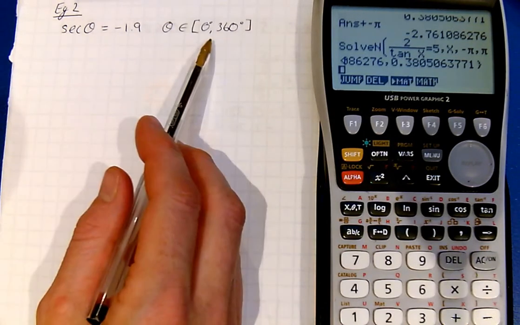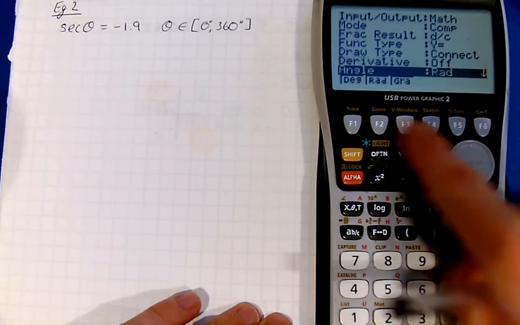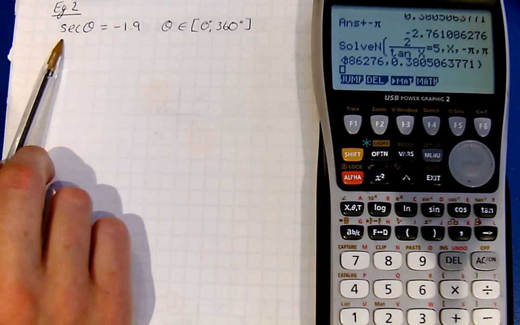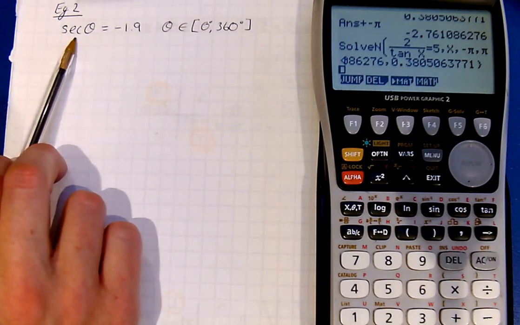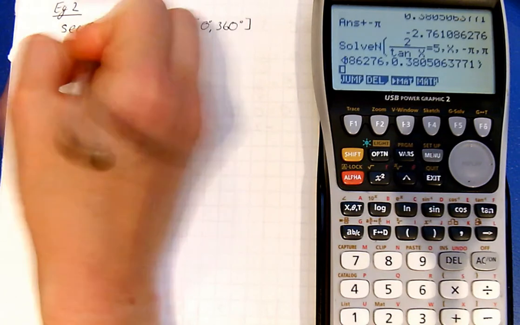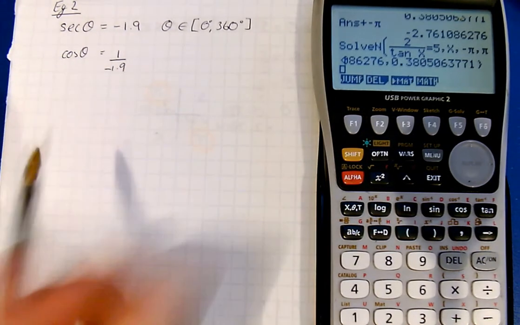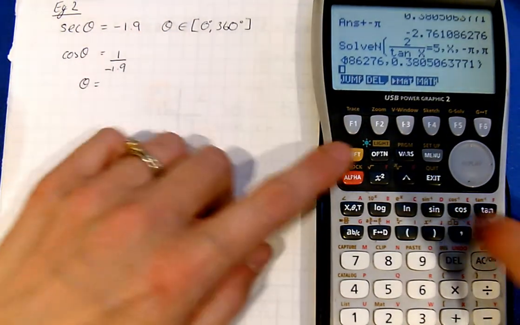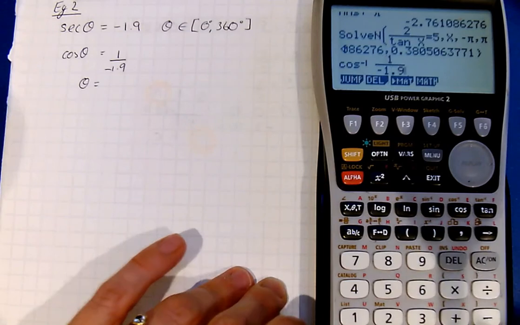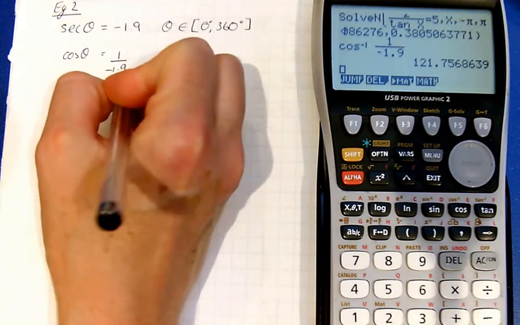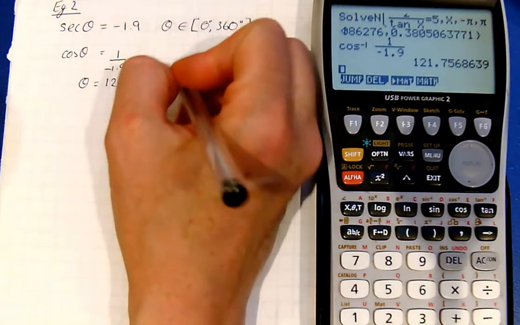For the second example, we're now working in degrees, so I'm going to change my calculator to be working in degrees before I start so I don't mess up. We have got the trig function on its own, so we can go straight for finding the reciprocal because we don't have a sec button. So cos theta is going to be 1 over negative 1.9, and then I can do inverse cos. Okay, that gives me 121.8 degrees.